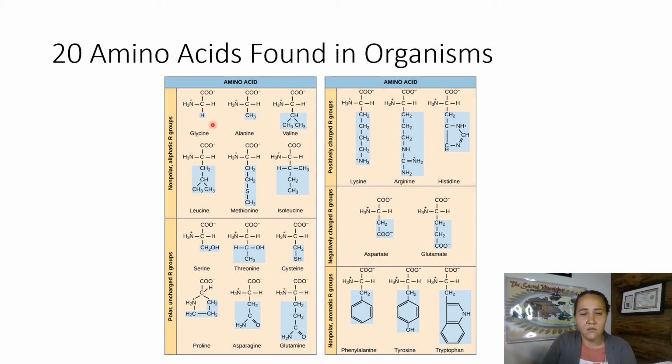And what I want everyone to pay attention to is the description of these R groups. These R groups are nonpolar and aliphatic, whereas these R groups are polar, uncharged R groups. And then there's the positively charged R groups and the negatively charged R groups. And then the nonpolar aromatic R groups shown here.